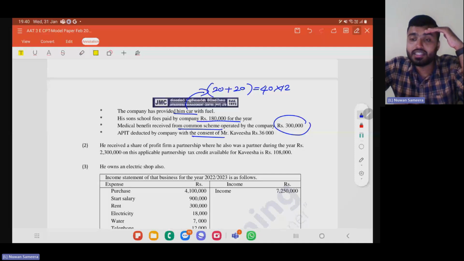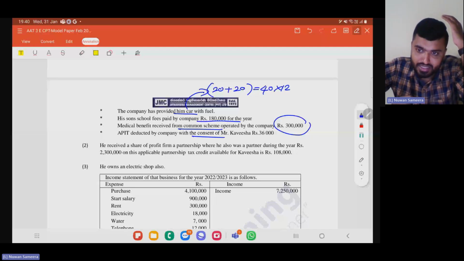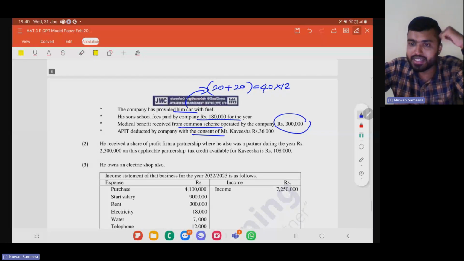If the employee's gross salary is more than 100,000 per month, all the employees need to pay this APIT. Actually, the employee need not pay. The employer is responsible to deduct the particular APIT amount and remit it to the Inland Revenue Department. In the exam, a testable point is what the responsibilities of the employer are to deduct this APIT, right?